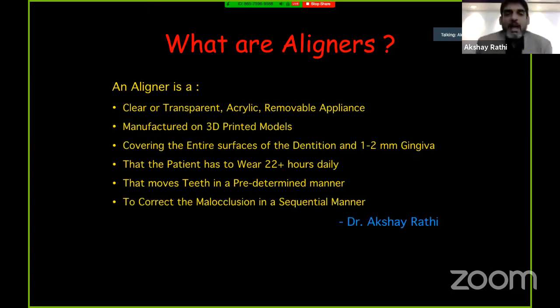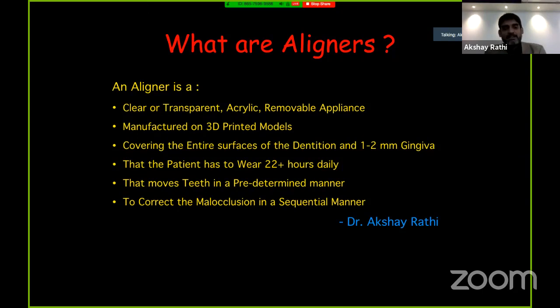So what do we have over here? Suppose a patient comes to you with a midline diastema and you have told the patient that this midline diastema can be corrected through various methodologies. You can do it with your restorative dentistry, you can do it with orthodontics, and in orthodontics you can do it with fixed orthodontic appliances, or you can do it with aligners.